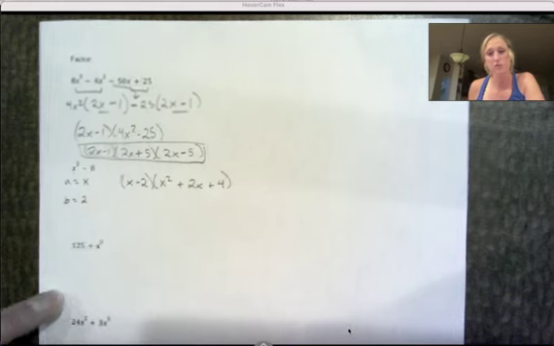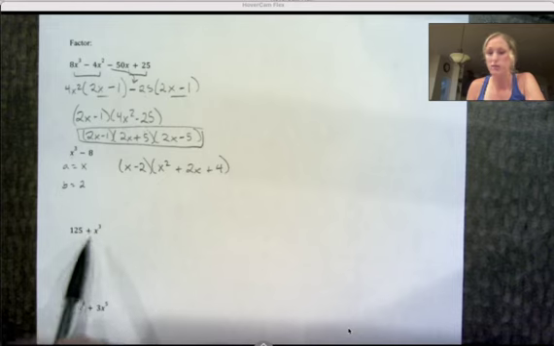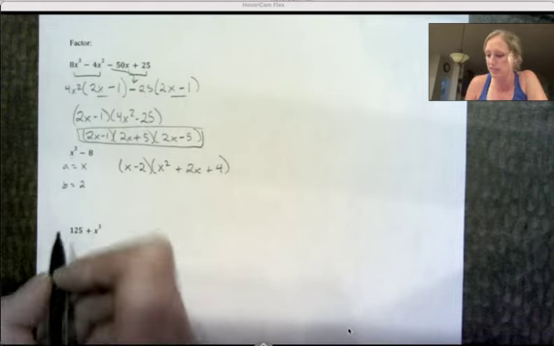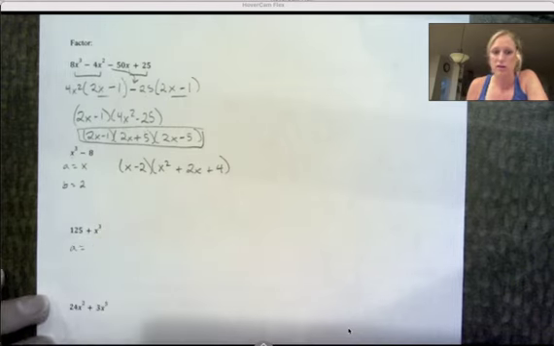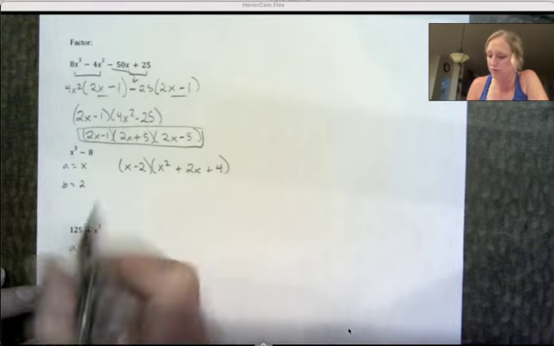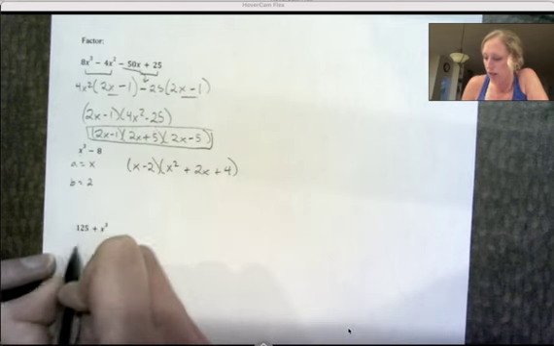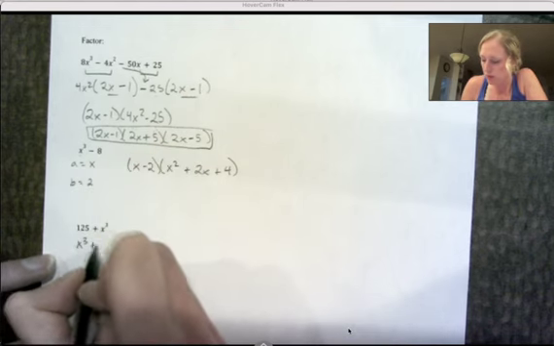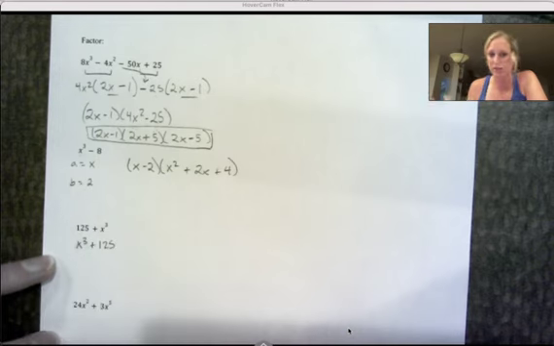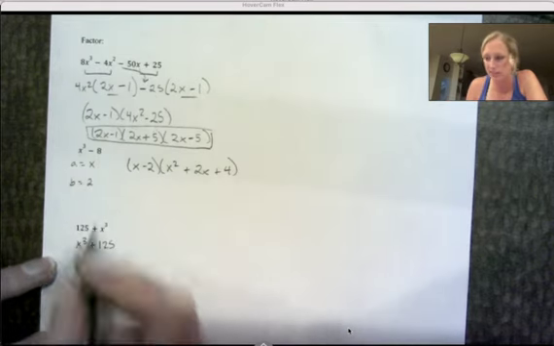Here I have sum of cubes, two terms being added, and I can take the cube root of both. I'm actually going to rearrange this, you guys, to put it in standard form. So I'm just going to call it x cubed plus 125. Those are the same, right? With addition, the order doesn't matter, but I'm going to write it in standard form.